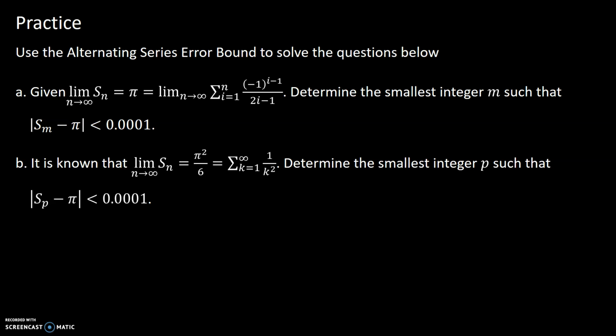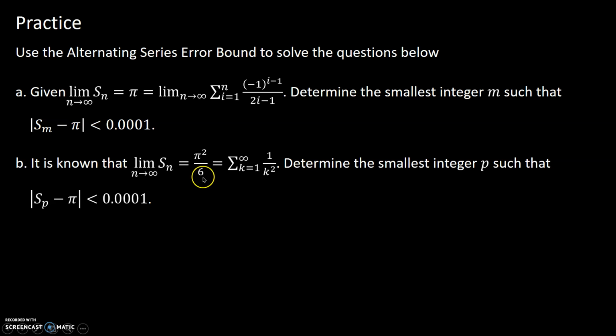The question is, if we know the series for pi, which we found in a prior video, is the alternating values over the odd numbers, what you want to do is see what is the smallest integer m where you can get this much error.